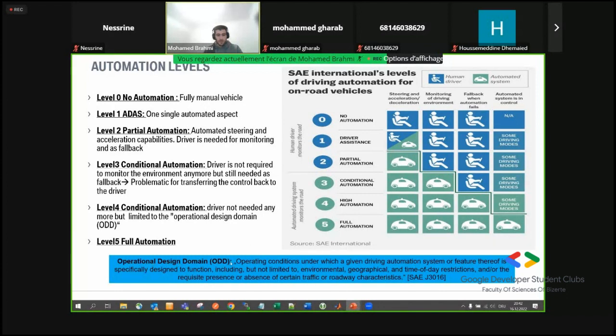Here is the definition of the operational design domain. It can be restricted geographically, as I said, the highway, or it can be restricted by the environment or time of day. You can say, okay, my system works only during the day, not during the night, because of the light conditions and so on.